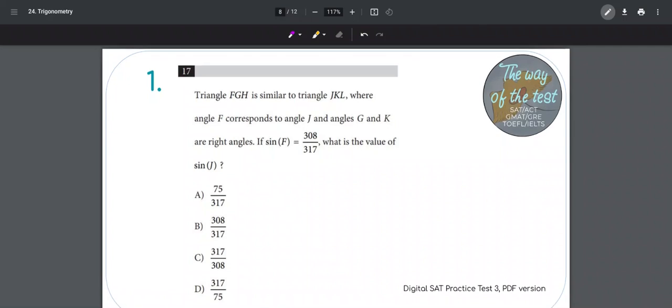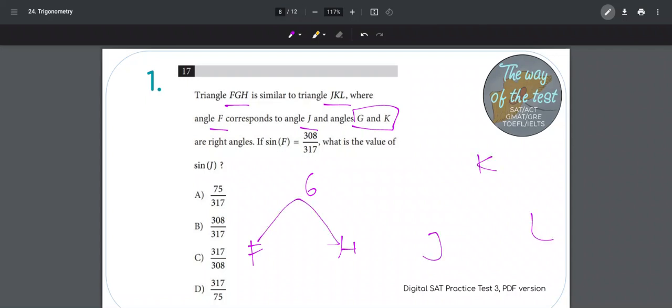Okay, so they have triangle FGH is similar to triangle JKL. Remember, similarity means they have the same angles. And then say angle F corresponds to angle J, and angles G and K are right angles. So we have FGH and we have JKL, right? And in both triangles, G and K are right angles. So these are right angles. And they tell me that this angle F corresponds to this angle J, which means that's my similarity, right?